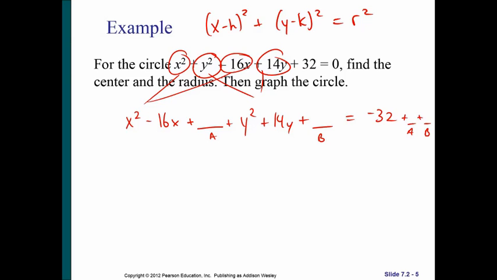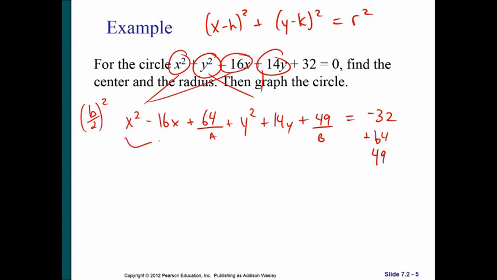What is (b divided by 2) squared? You're going to take this middle term, the 16, divide it by 2, which is negative 8, and then square it: 64. So if I add 64 to one side, I've got to add 64 to the other side. And then what goes in for blank b? Take the 14, divide it by 2, 7, square it, 49.